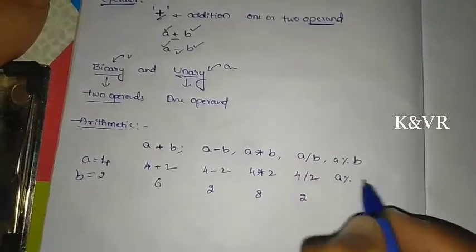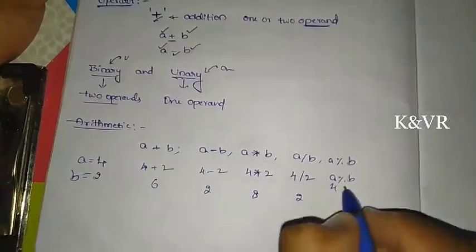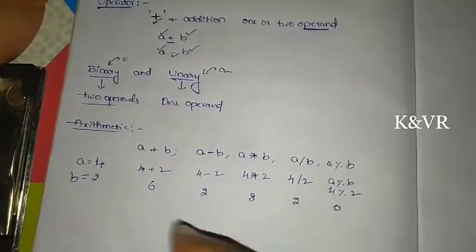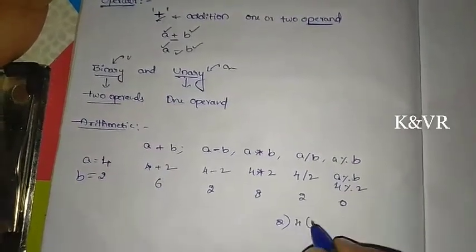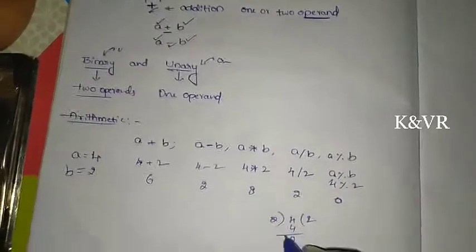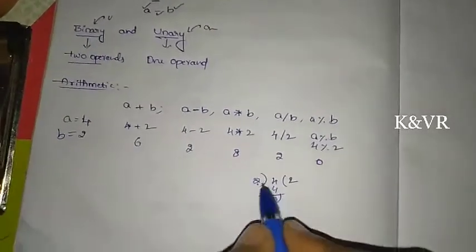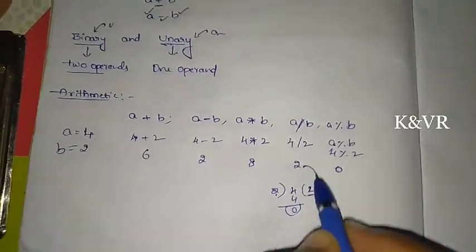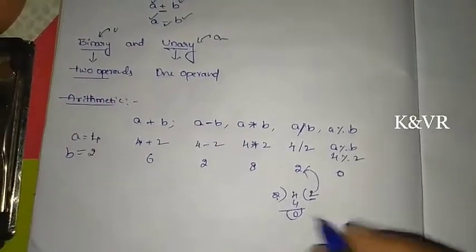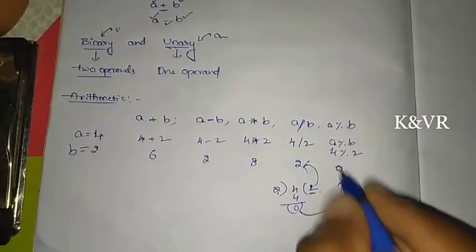And A modular division B. Here 4 modular division 2 means we get 0, because when we perform division, 2 2s are 4 and the remainder is 0. When we perform division, we get the quotient as our result and the remainder as the modular division result. Okay, that is arithmetic operators.